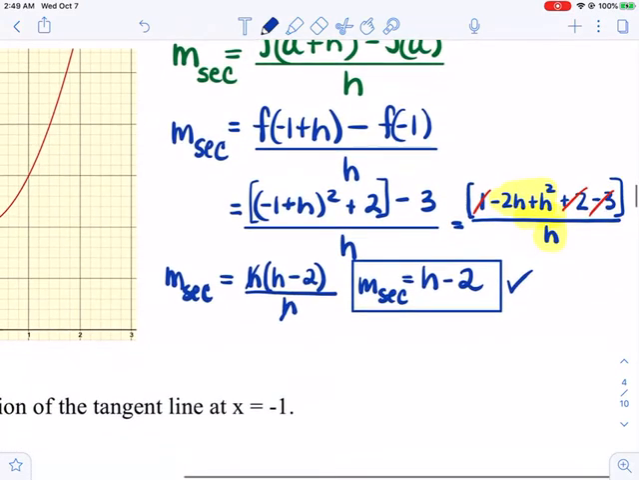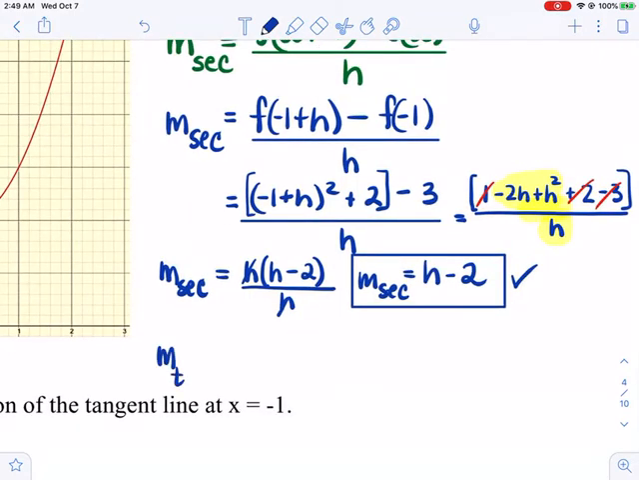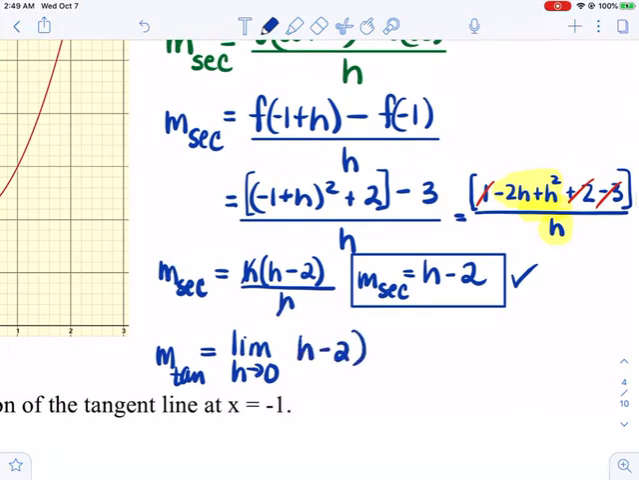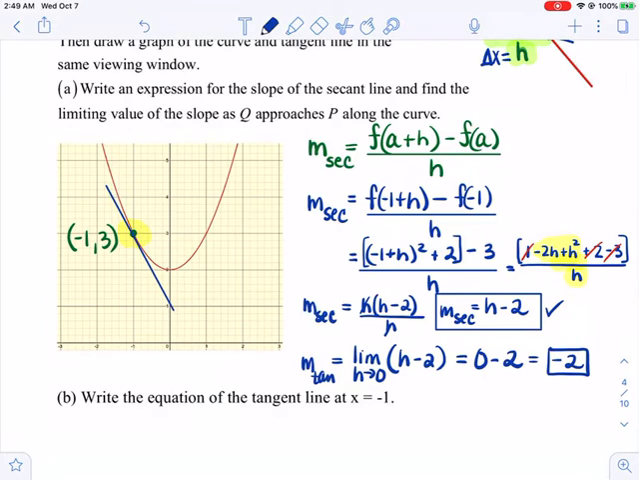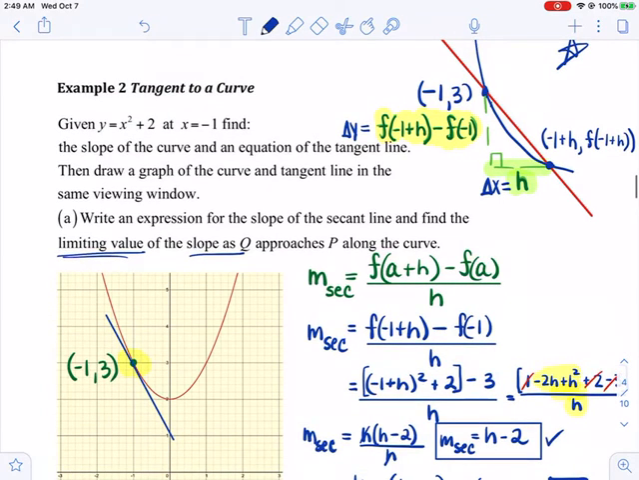Now, what we want to do is we want to take this then, the slope of the tangent line is equal to the limit as h approaches 0 of this slope of the secant line, h minus 2, which is 0 minus 2, and then it gives us the answer of -2. Let me make sure that we have this answered properly. So it says, write an expression for the slope of the secant line and find the limiting value of the slope as q approaches p. So what that would mean is if we take a situation like this, this would be our q point here, and we're moving it to p. This would be our p value.